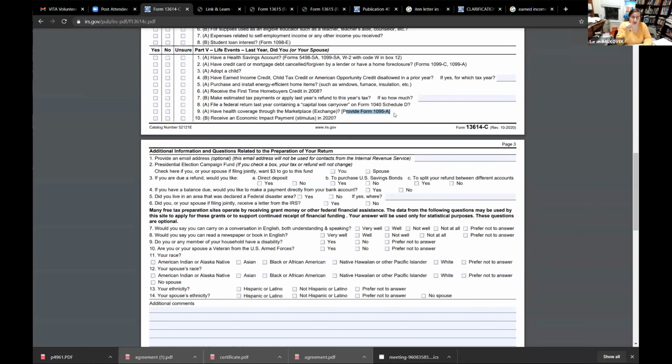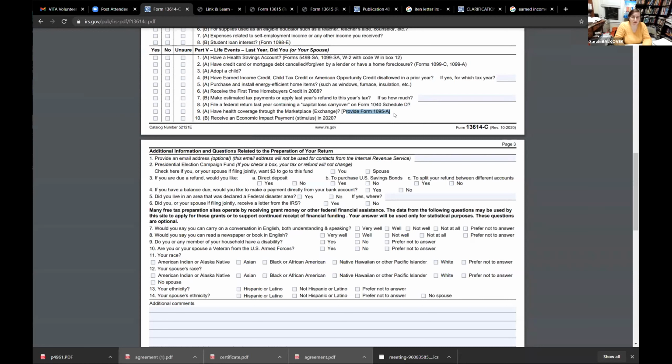Share screen. That they reference right here. We need to be able to see that 1095A to figure out how much that health insurance costs, how much was actually paid by the insured person. And then we need to be able to do that reconciliation because it asks you at the beginning of the year how much you expect to make that year. And then this is just going to reconcile it back to that number.